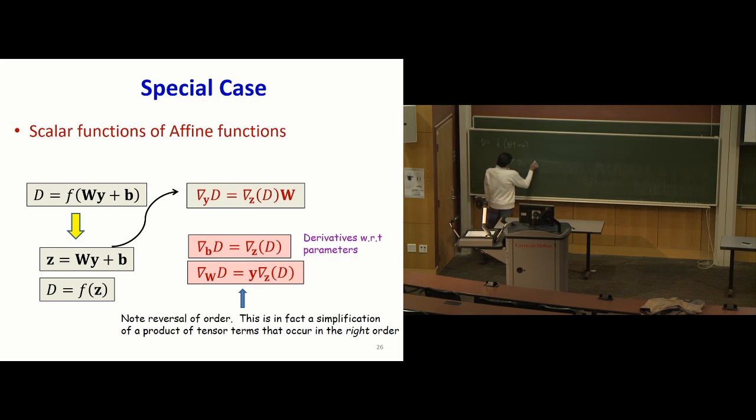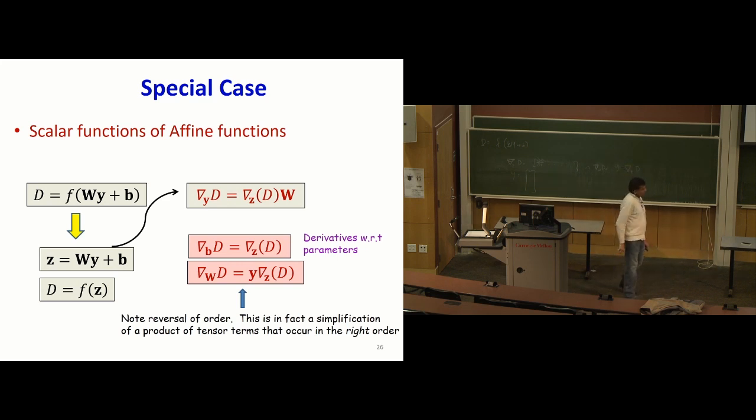z is a row matrix comprising the partial derivatives of d with respect to the individual components of z. And by our notation, y is a column vector. And if you actually work this out, then what you will find is that the derivative of d with respect to w is simply going to be what you have over here, which is y times the derivative of d with respect to z. Now, why is this of relevance?